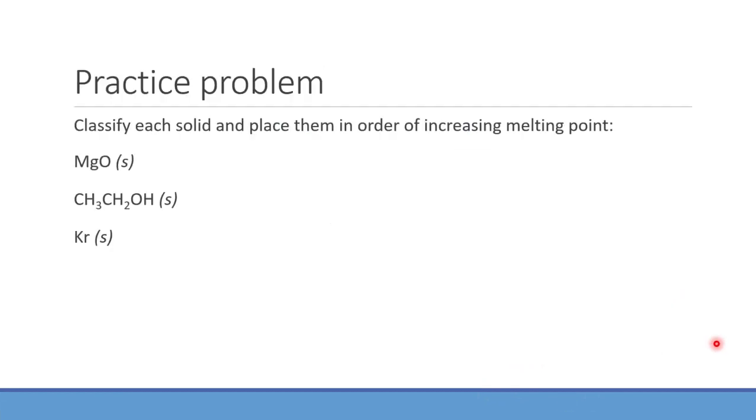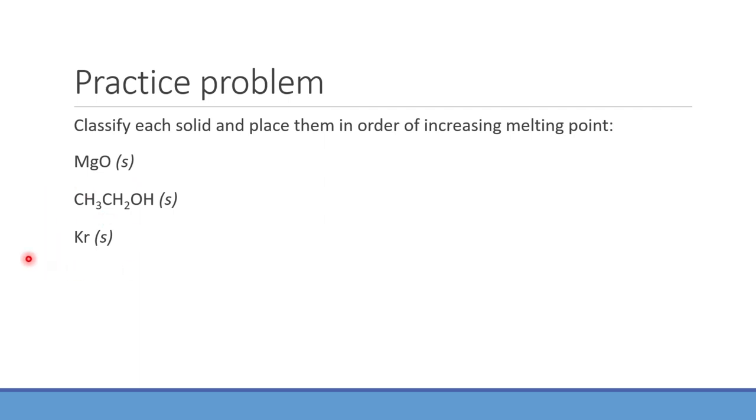melting point. So let's do a couple of practice problems to try and practice what we've just learned and solidify what we know. Solidify. So let's classify each solid and place them in order of increasing melting point. So here we have magnesium oxide. It's a solid. We have solid ethanol, and solid krypton.